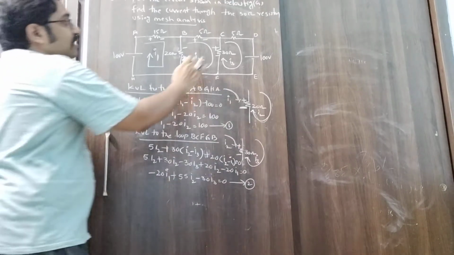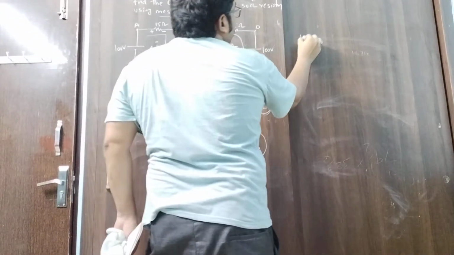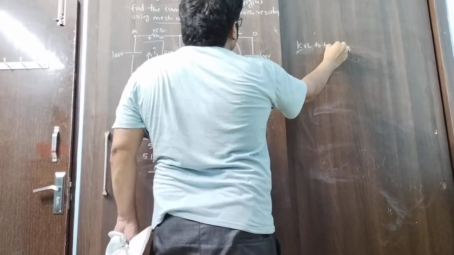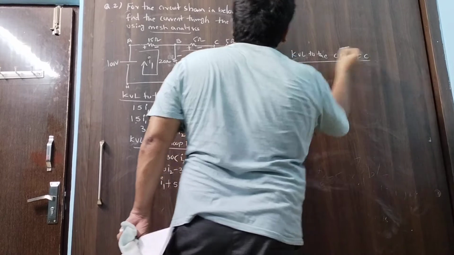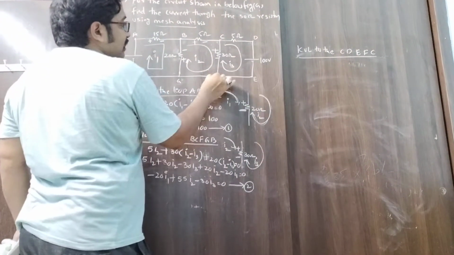Now you should write the equation for the third loop, applying KVL to C, D, E, F, C. You are supposed to apply the KVL to C, D, E, F, C.